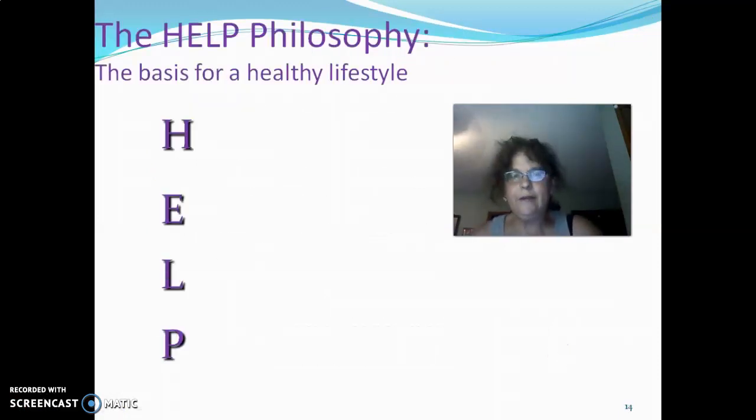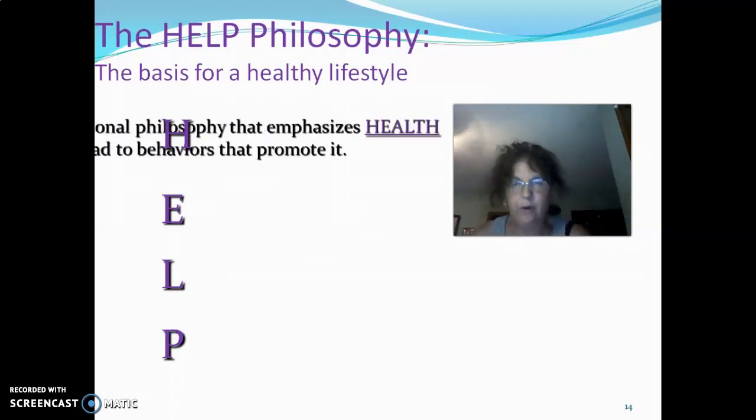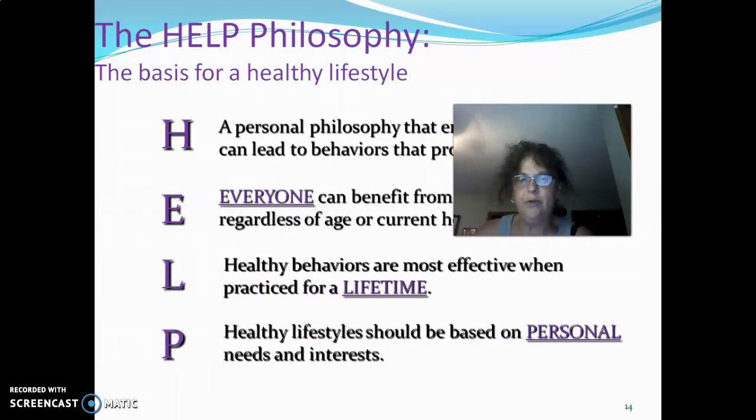And then the end of this lecture talks about another acronym. So we had the HAIL, which has to do with your quality of life. And now we have something called HELP, which is the philosophy that the textbook chose to take. Health is for everyone, for a lifetime, and it's personal. So they say that, if you don't have a philosophy as a foundation for a healthy lifestyle, think about your health, your lifestyles. They're most effective when you've been doing them for a long time, but it's never too late to change. And personal, based on personal needs and interests.